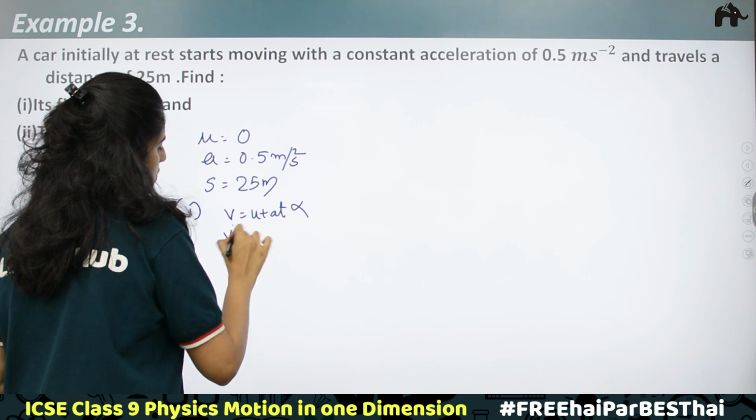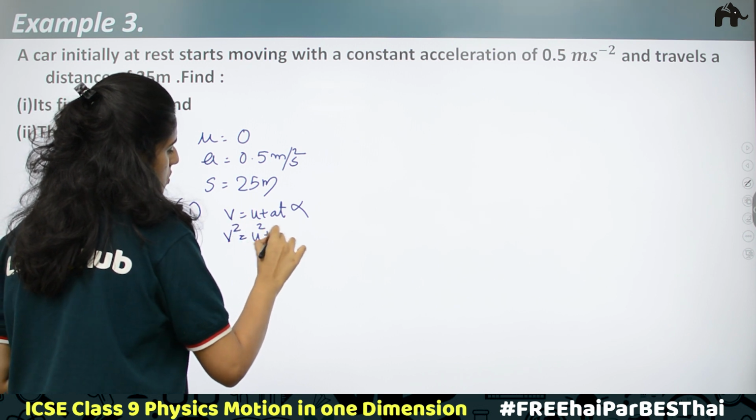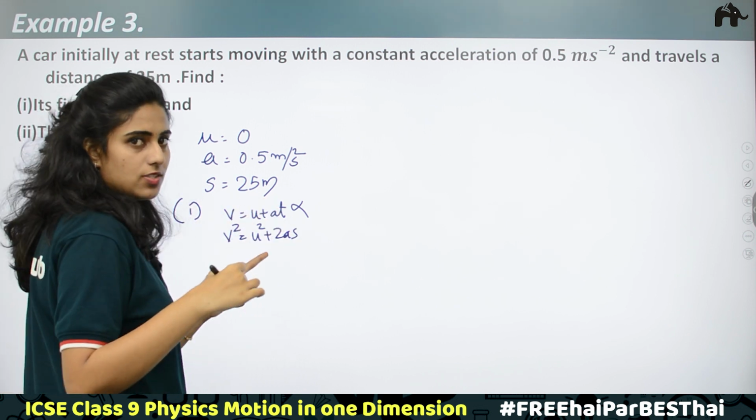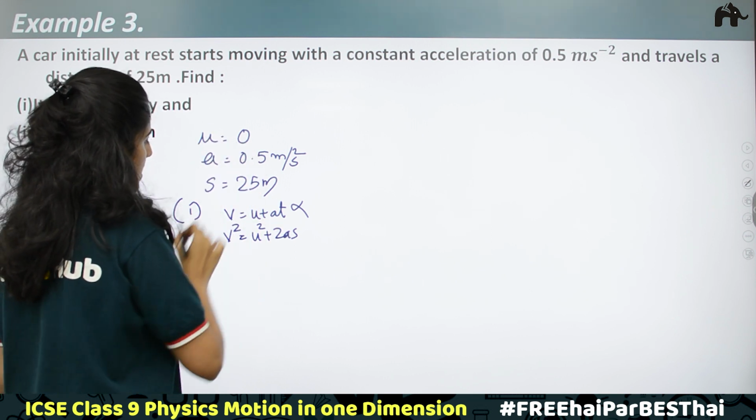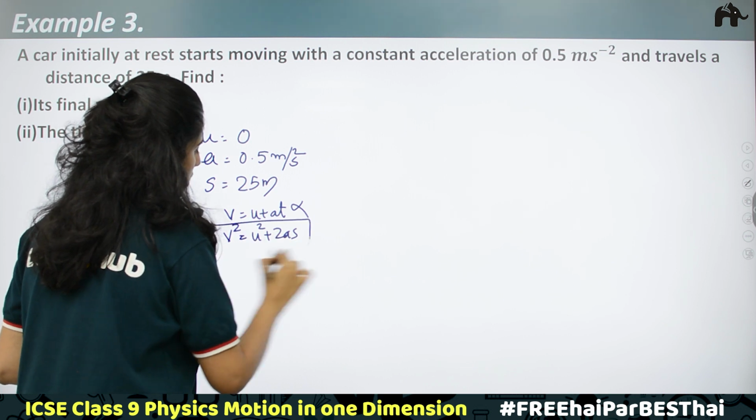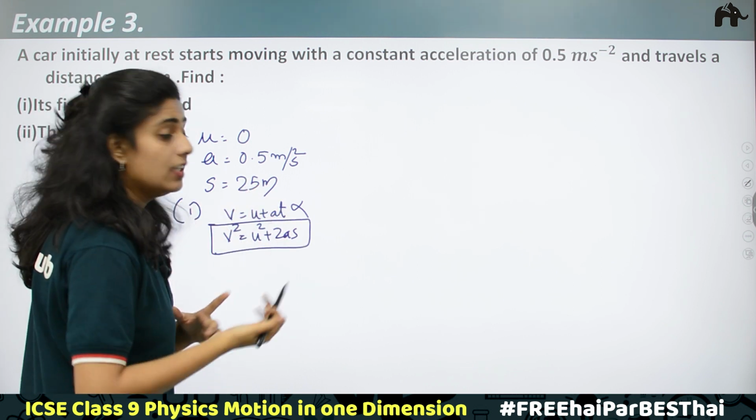Then next is v square is equal to u square plus 2as. How about this? Can we use this? Yes, right? Why? Because we know the value of u, we know what a is, and we know what s is. So this is the equation we are going to take. That is the third equation of motion.